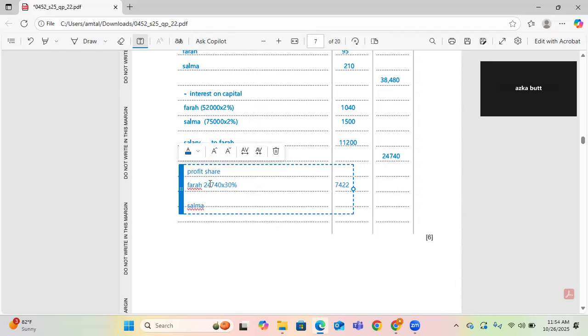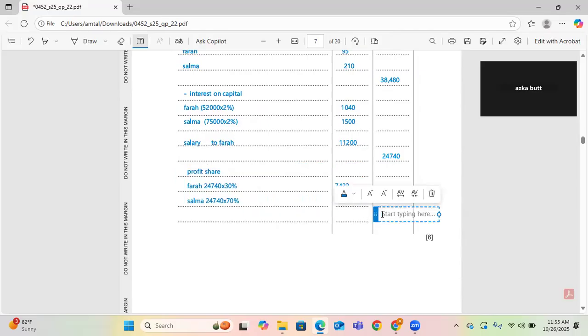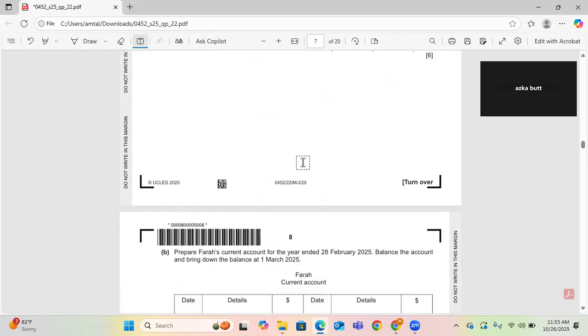And then for Salma, 24,740 multiply 70%. So this is equal to 17,318. And the total is again the same, 24,740. Okay. That's it. We are just done with the appropriation account.